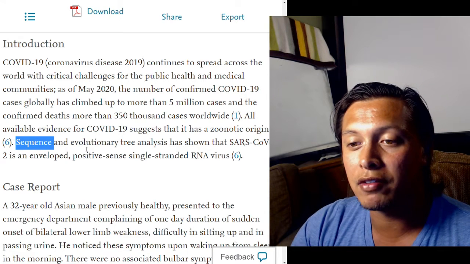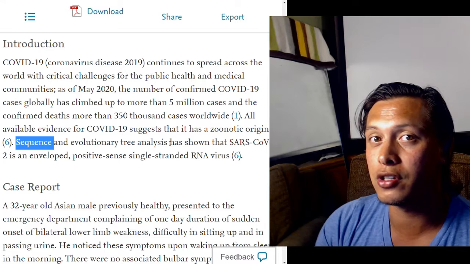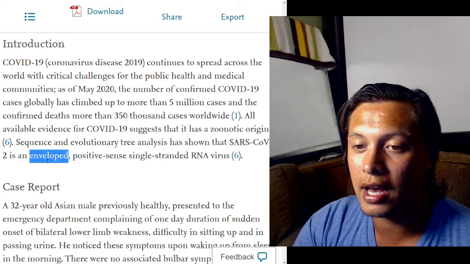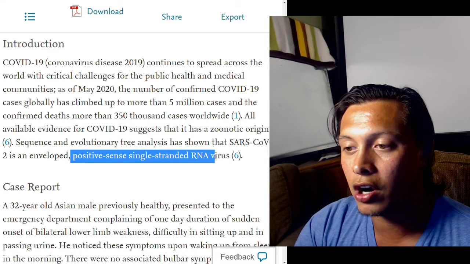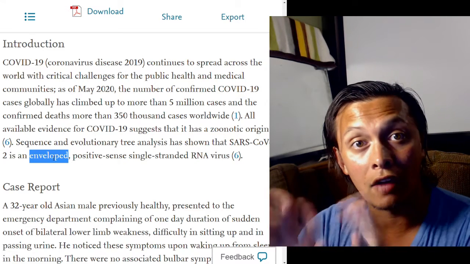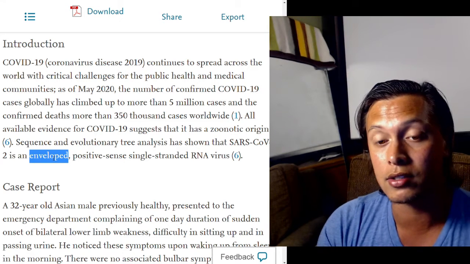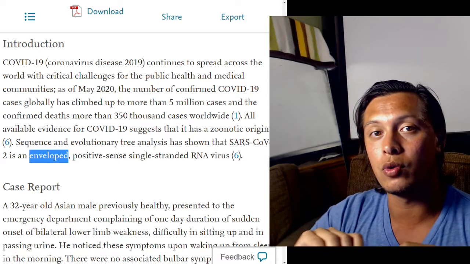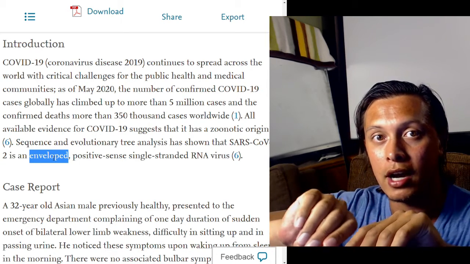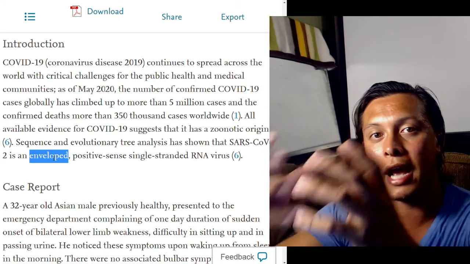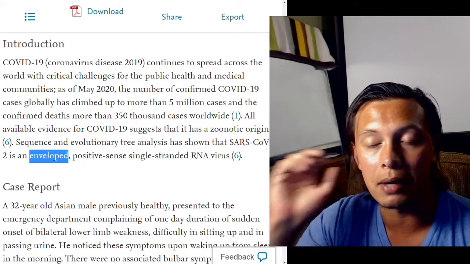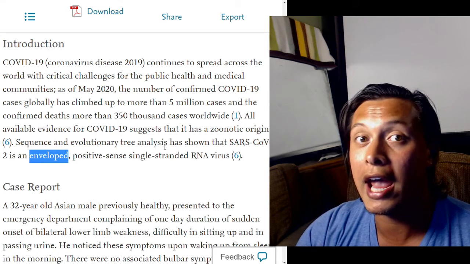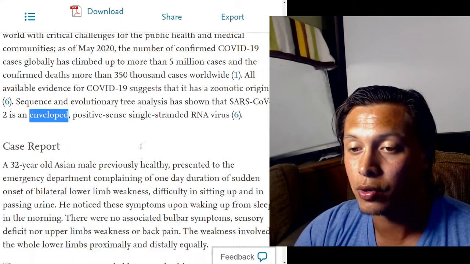The sequence and the evolutionary tree analysis, also known as phylogenetics, has shown that SARS-CoV-2 is an enveloped, positive sense stranded RNA virus. And so enveloped just means that it has an envelope around it, so they usually have envelope proteins which help assist the cellular membrane of its host organism to basically bud out and allow the virus to use the cellular membrane or a membrane of the host organism.